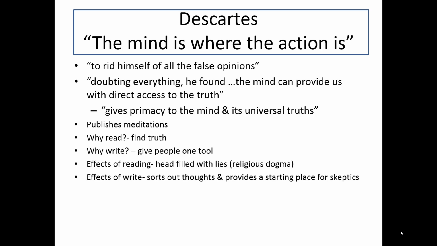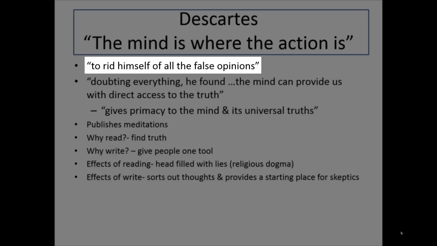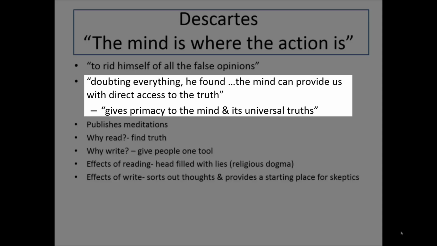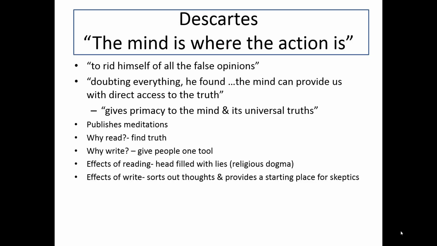So Descartes discovers this because he wants to rid himself of all the false opinions, those things that he has read. And Descartes doubts everything. And through his doubting, his skepticism, he found the mind can provide us with direct access to truth. Because Descartes gives primacy to the mind and its universal truths, he publishes his meditations, his writings.